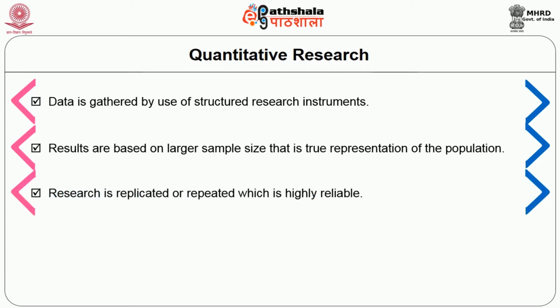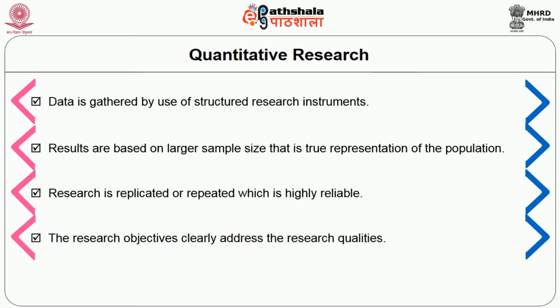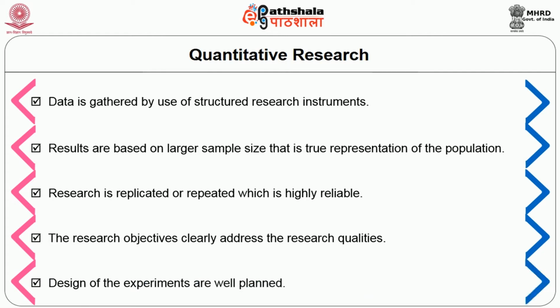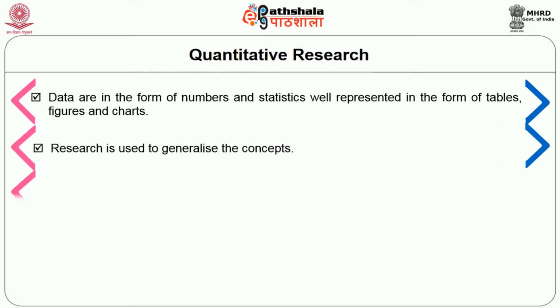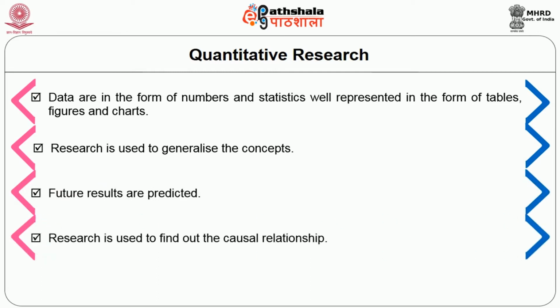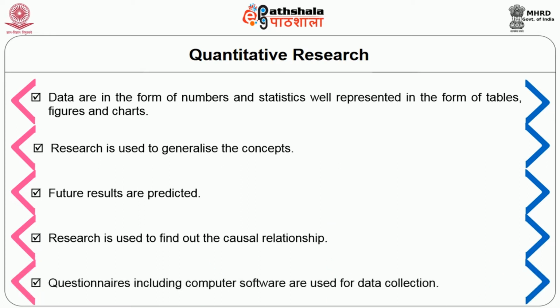Research is replicated or repeated, which is highly reliable. The research objectives clearly address the research qualities. Design of the experiments are well planned. Data are in the form of numbers and statistics well represented in the form of tables, figures, and charts. Research is used to generalize the concepts. Future results are predicted. Research is used to find out the causal relationship. Questionnaires including computer software are used for data collection.